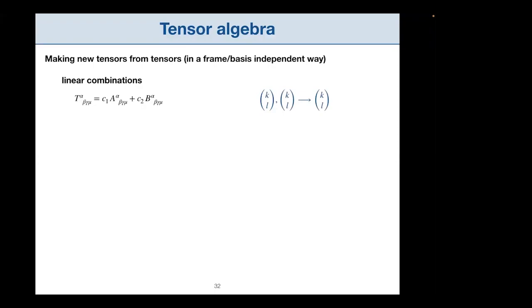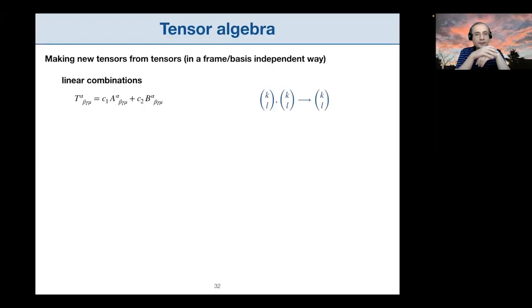So the first thing we can do is to take a linear combination of tensors of exactly the same valence and the same position of indices. So we have one upper index followed by three lower indices in both A and B. So we can take their linear combination, whatever it is, and the new object T is basically a tensor of the same valence and the same position of indices. And it transforms exactly as a tensor. This is straightforward to check.